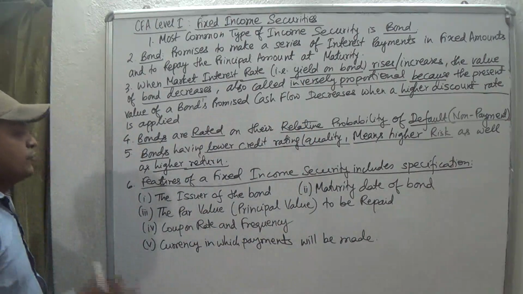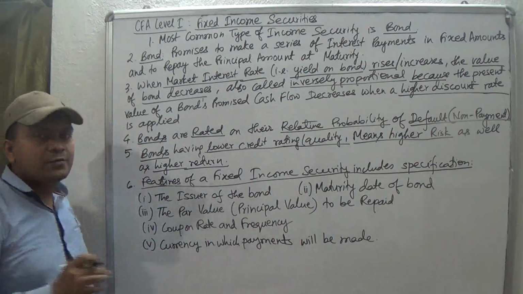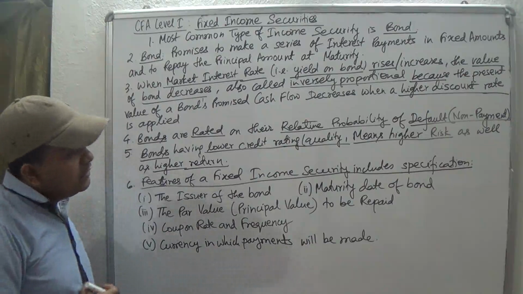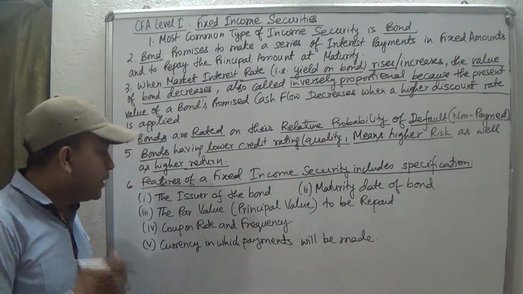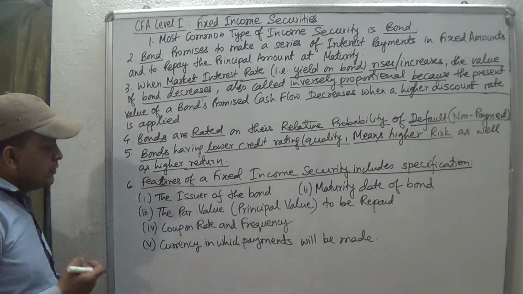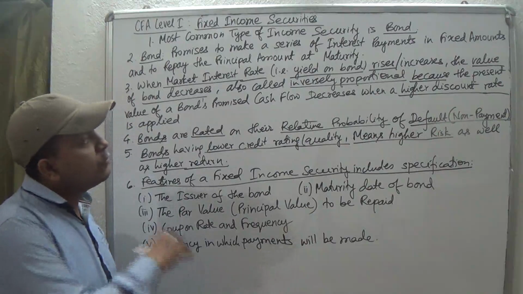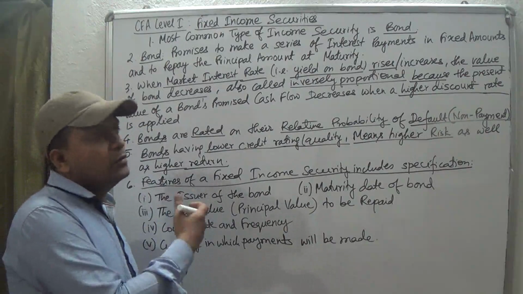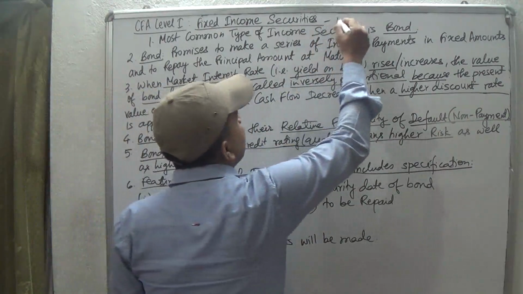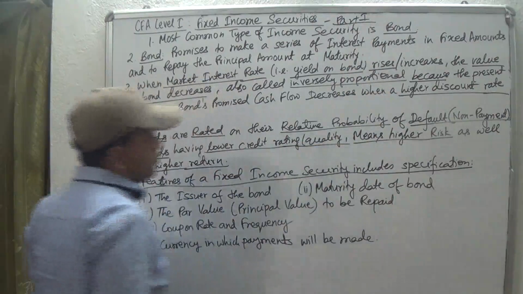So the features of a fixed income security include these specifications: the issuer of the bond, who is going to issue it; the maturity date of the bond; the par value or principal value to be repaid; the coupon rate and frequency; and lastly, the currency in which payments will be made. Please write down all of these in your notebook. We have studied this as part 1. We will study further in the next session. Thank you.